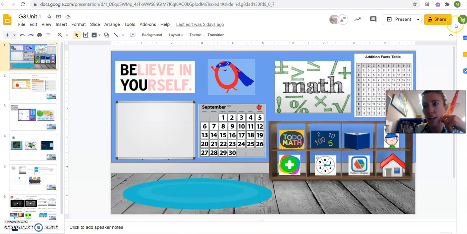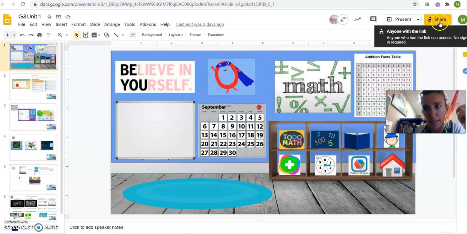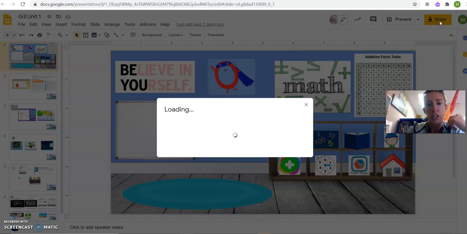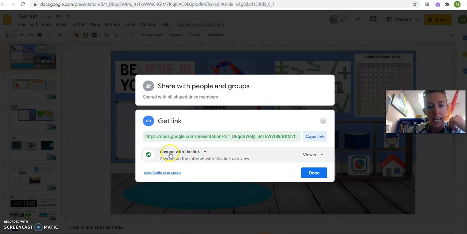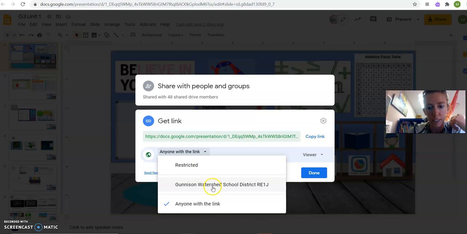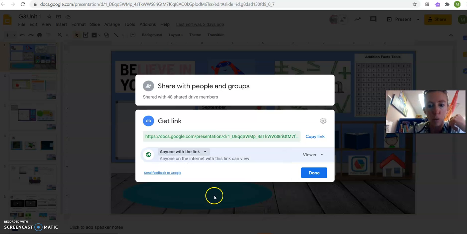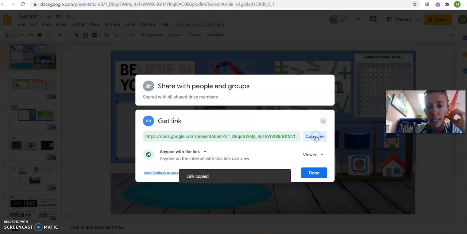Then also another thing, when you do share this with kids in Google Classroom, when you hit the share button, you want to make sure that down here under Get Link, you want this to say anyone with the link. You don't want it to be restricted or Gunnison Watershed School District, just anyone, and they're going to view it. You're not going to have them edit it. So just view it. I'll copy that link.